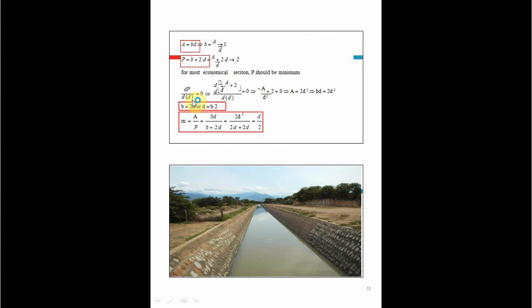So, dou P upon dou D is equal to 0. Therefore, B equal to twice the depth, or D equal to B by 2. So, for the most economical channel, M is equal to D by 2 and A equal to breadth into depth.